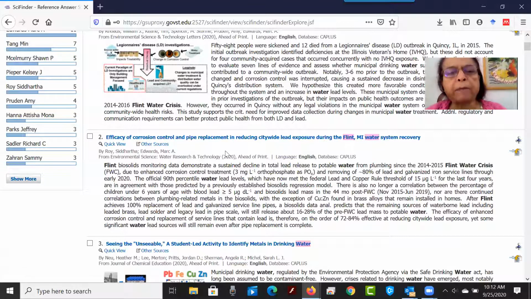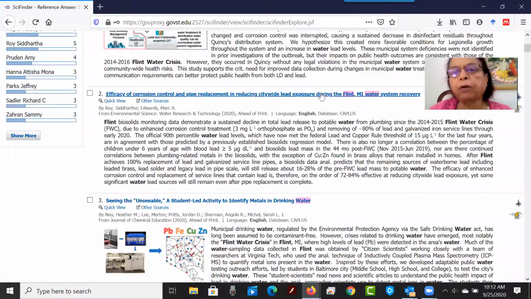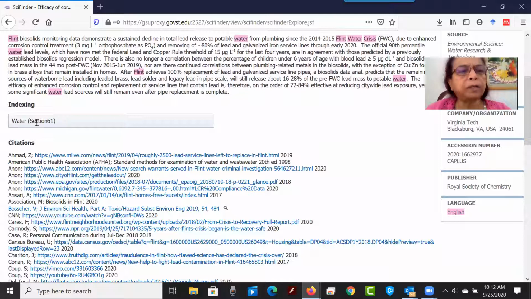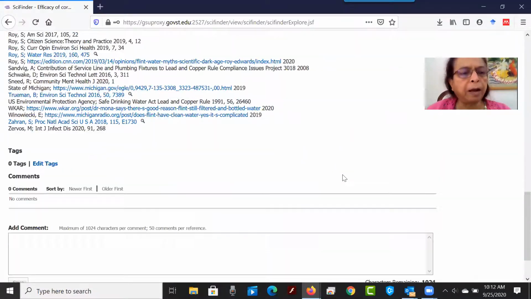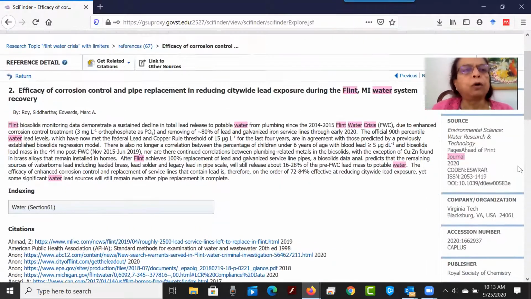Now this is what is happening now. It all happened because of corrosion of the pipes. Lead got into the water and caused lead poisoning in the population, right? So another term for Flint water crisis, or you can look here, click on it, and it will show you the keywords that it's been using, okay?